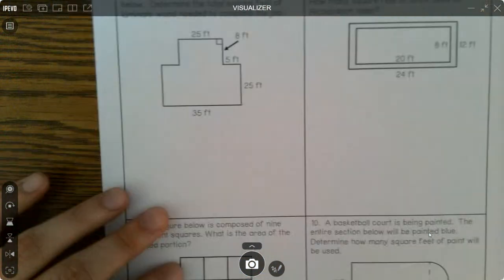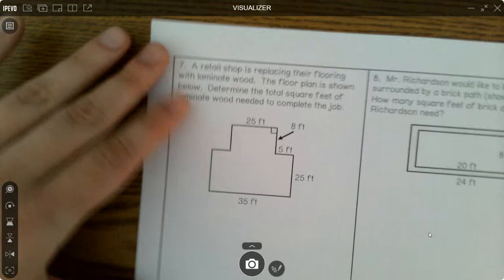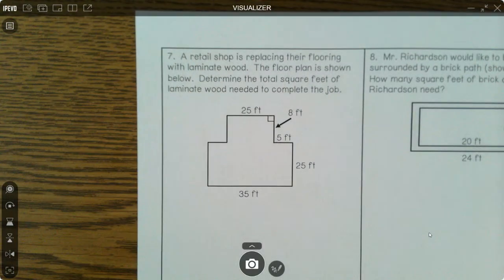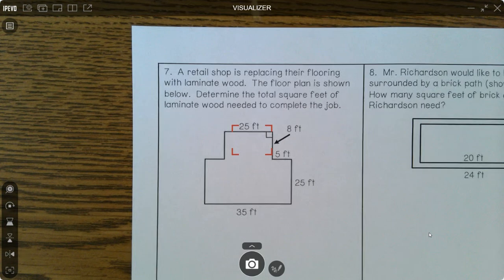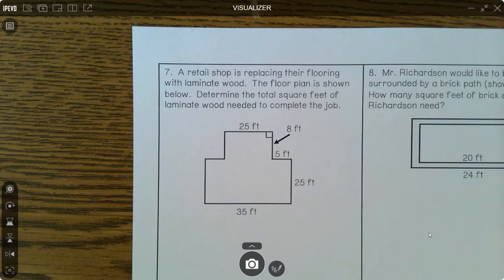All right, let's look at this composite figure. Number 7, a retail shop is replacing their flooring with laminate wood. The floor plan is shown below. Determine the total square feet of the laminate wood needed to complete the job. So first things first, with a composite shape, I need to do what? Because I can't find the area of this weird shape, it's not on my star chart. So I need to break it up into 2 different shapes.